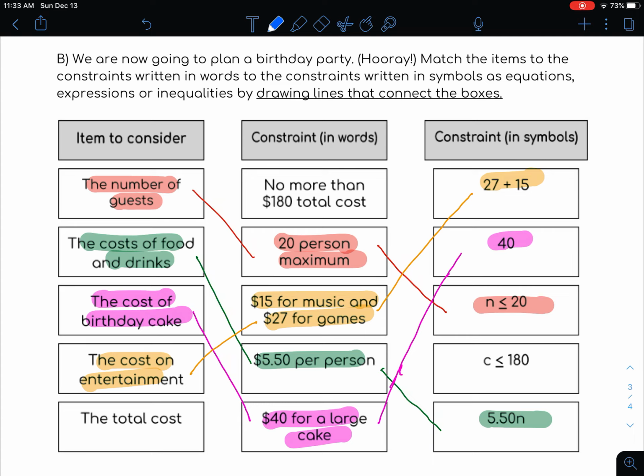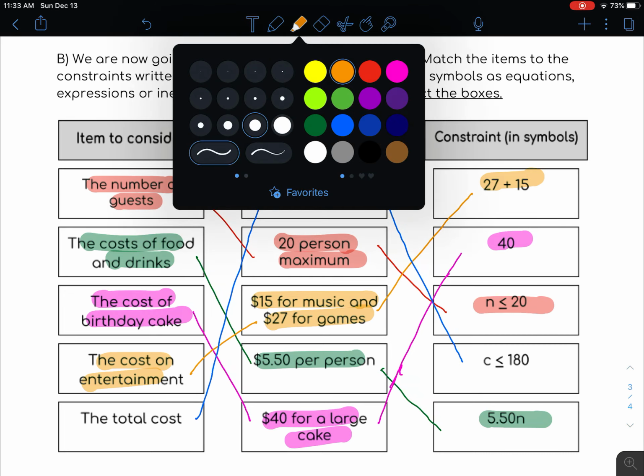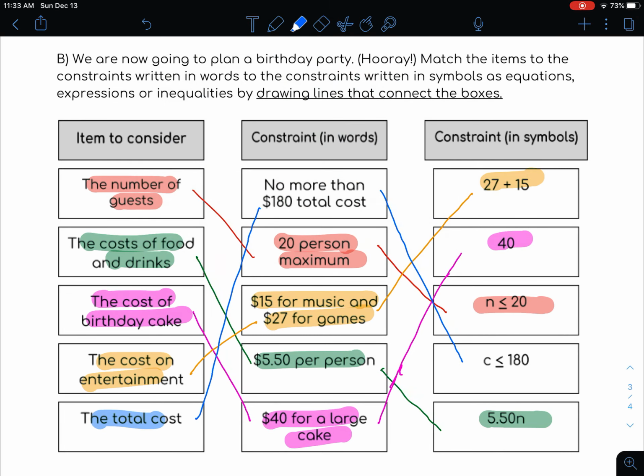And then finally we have, I don't know what's a good color to use. I haven't used blue. All right. The total cost. So we have up here no more than $180 total cost. So our total cost has to be less than or equal to $180. So no more than means less than or equal to. So total cost.